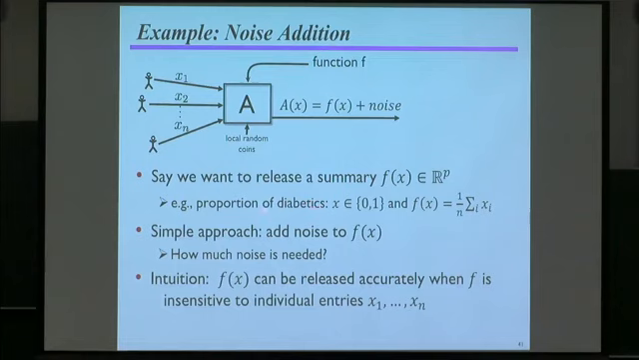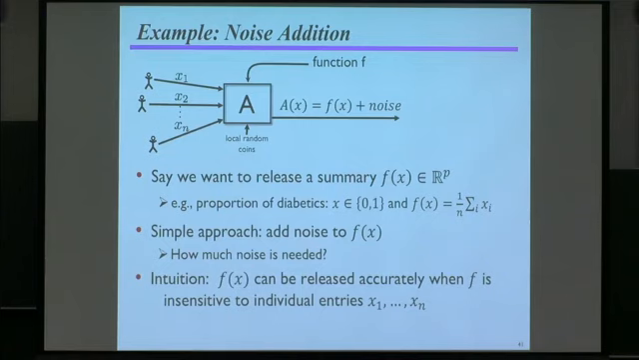So a very simple example would be the proportion of diabetics. There's an n missing here, sorry. So imagine that for each person I have a single bit, about the simplest thing I could imagine, and the summary I want to release is just the proportion of those bits that is 1. Let's say for each person I know if they're diabetic or not, and I just want to know the proportion of diabetics in my group. So a simple approach to try and satisfy this definition would be to add some kind of noise to these summary statistics, and the question is, how much noise do you need to add?